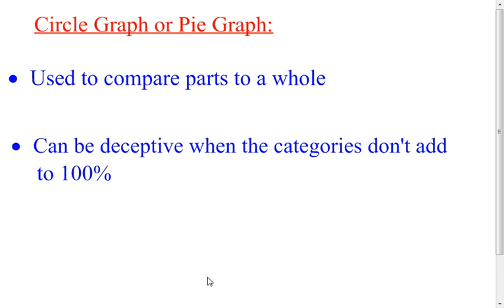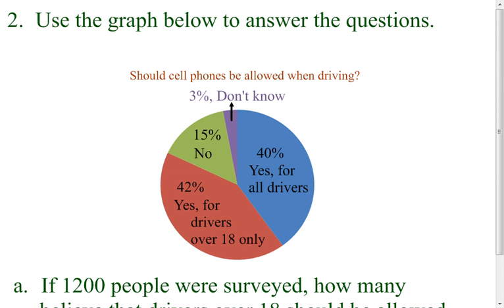And sometimes they'll create a pie graph and they'll purposely leave a category out, but fill up all 360 degrees of the circle. And then when you add the percentages up, they don't add up to 100, and it can be deceptive that way. So you want to make sure you check that out.